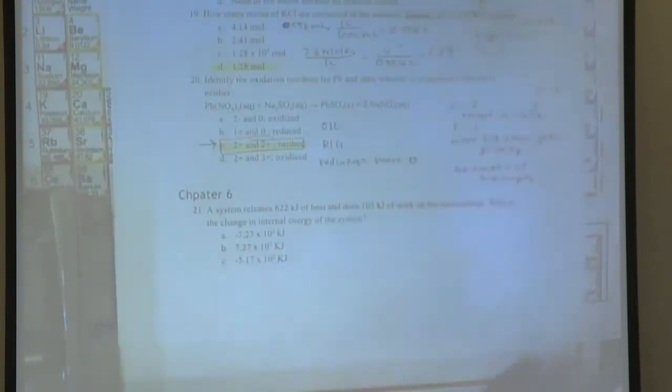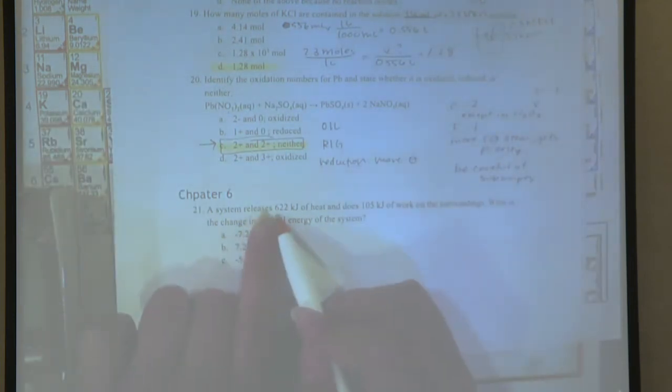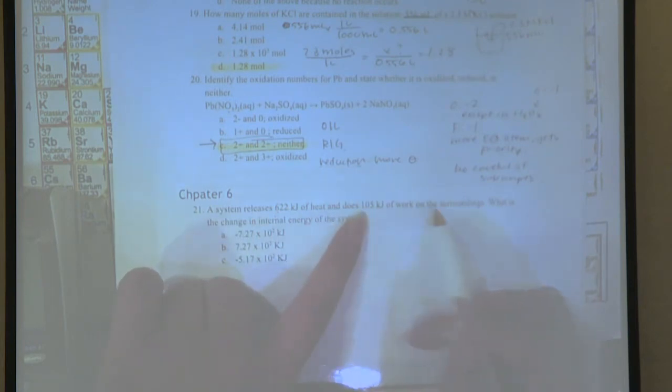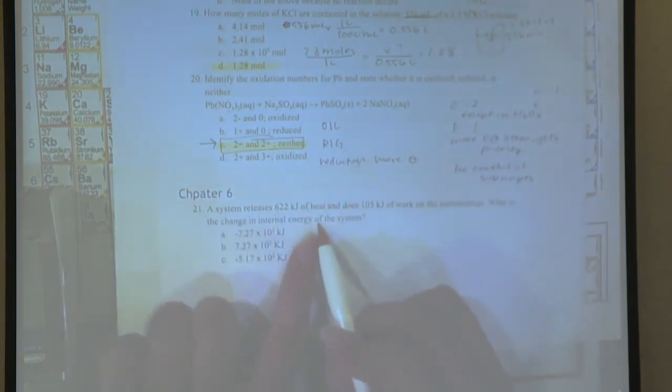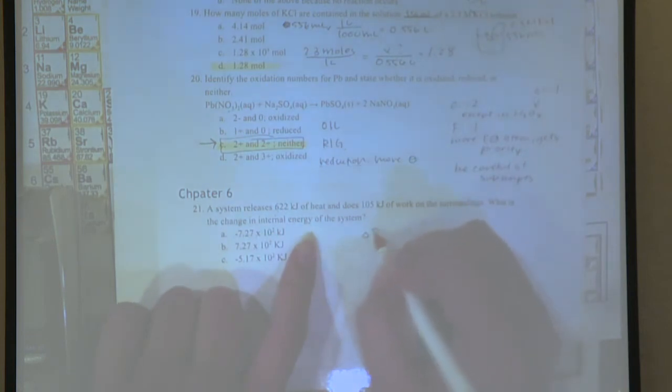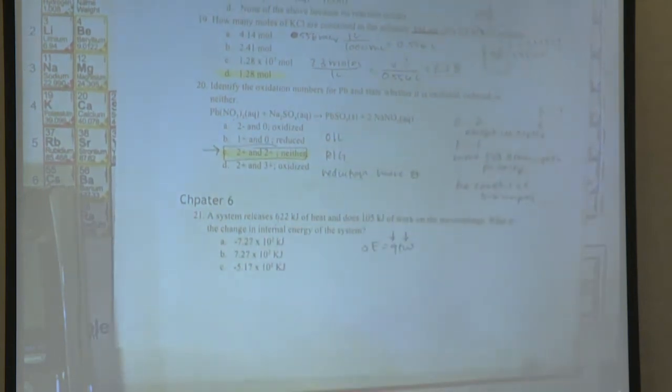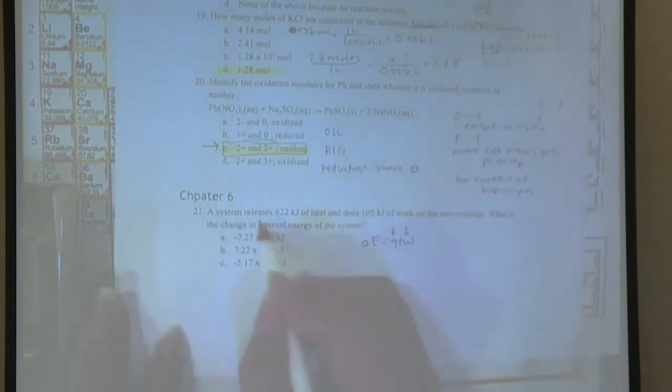Okay, on to thermochem. We're doing on time. Good. A system releases 622 kilojoules of heat and does 105 kilojoules of work on the surroundings. What is the change in internal energy? So the equation for this guy is just delta E is equal to Q plus W, and the signs of Q and W depend on whether you're doing work, getting work done on you, releasing heat, or taking in heat. So here, you're releasing heat.